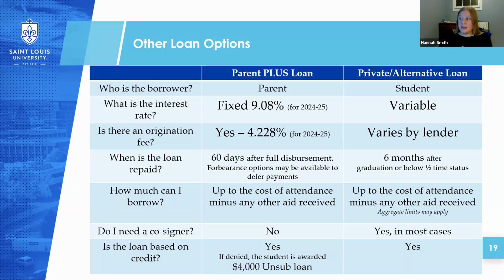The Parent Plus loan is just like the student loan in that it's a fixed interest rate for the life of the loan when you take out that loan in that aid year. So for 24-25, it was 9.08%.